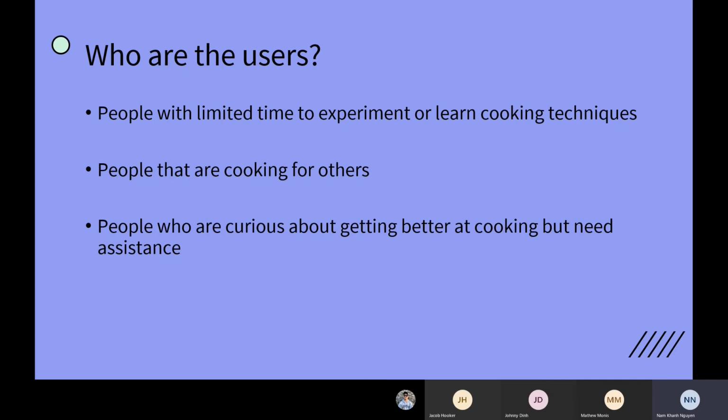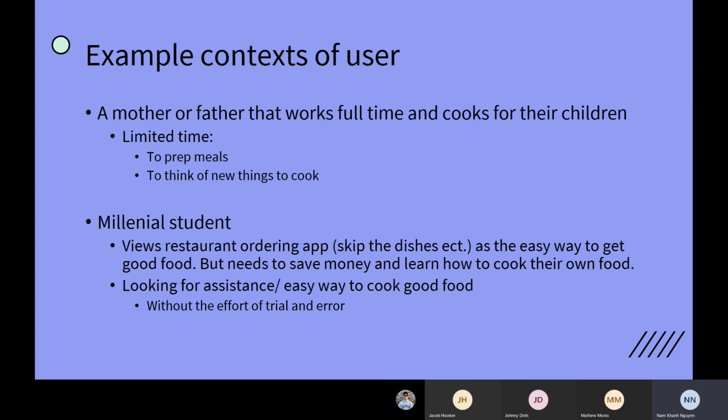After the observation and interview process, we have some example contexts of users. The first is a mother that works full time and cooks for her children. She wants an easy way to access a recipe for the meal because she has limited time to prepare meals and to think about new things to cook.